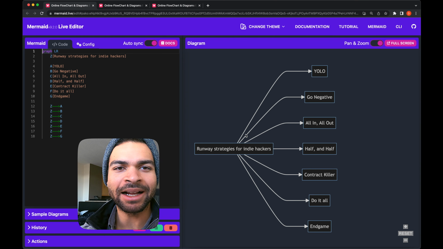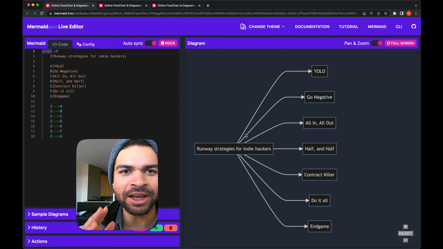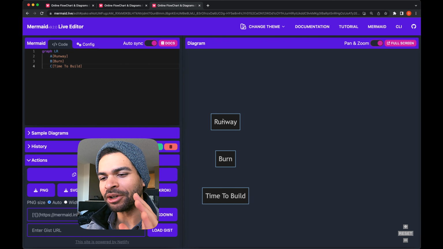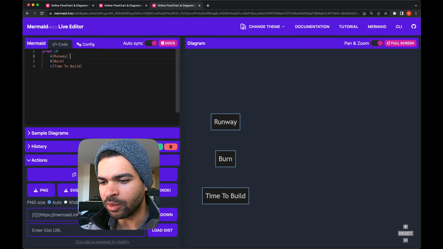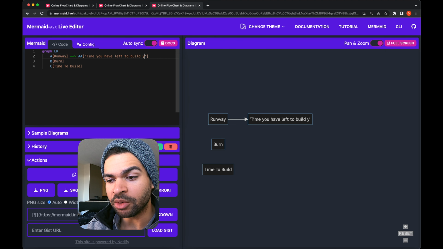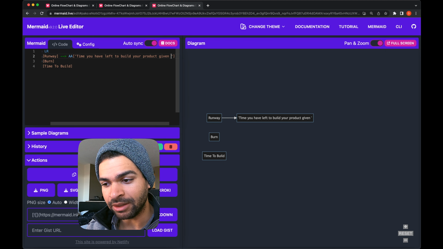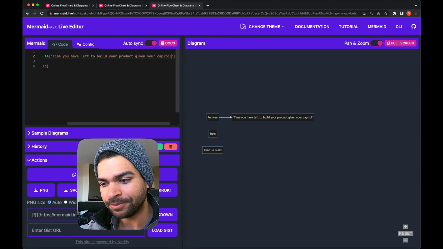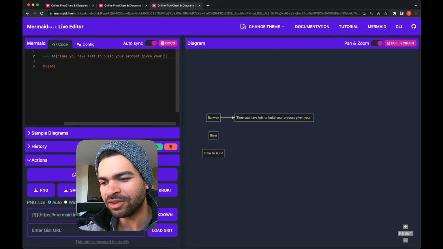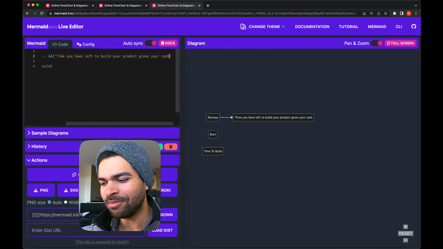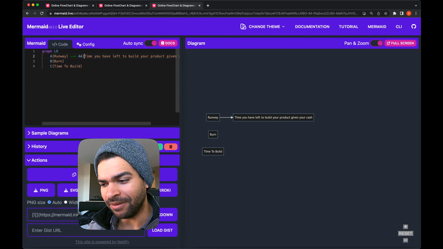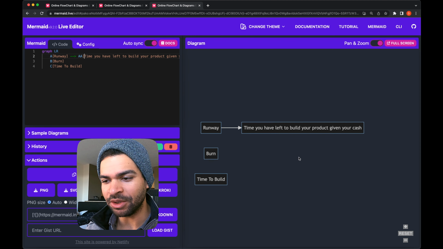First, we need to take a step back and answer the question, what is Runway? All right, so a couple of terms to knock out here. What is Runway? It's the time you have left to build your product given your capital. Capital is just a fancy way of saying cash, basically. So, the time you have left to build your product given your cash.